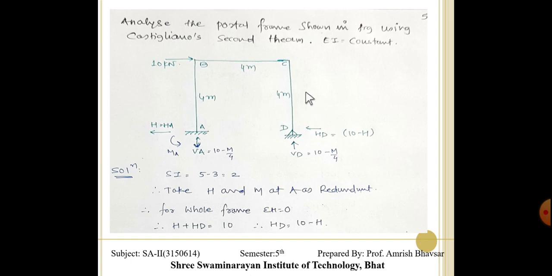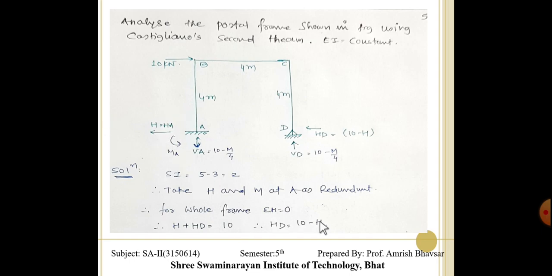This is our frame. What we have to do, as we know, whenever we have this kind of case, first we have to consider how many redundants are there. So here SI is equal to 3 over here and 2 over here, so it is 5 minus 3, so 2 redundants we have to take, and the redundants for this frame are the horizontal force HA and MA, these two as redundants. So we take HA is equal to H, right? Now what happened?